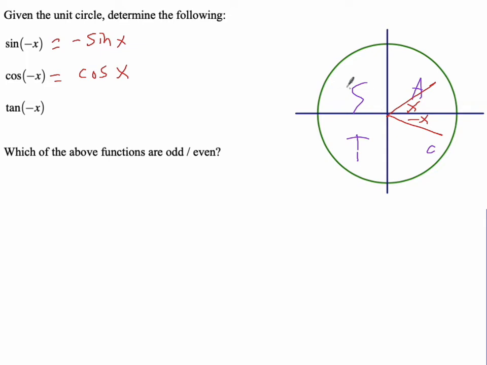Same thing works over here too, right? If you flip it over, they're opposites. They're the same sign for cosine, opposite for sine, right? And for tangent, tangent is positive then negative, so this is going to be negative tan as well.